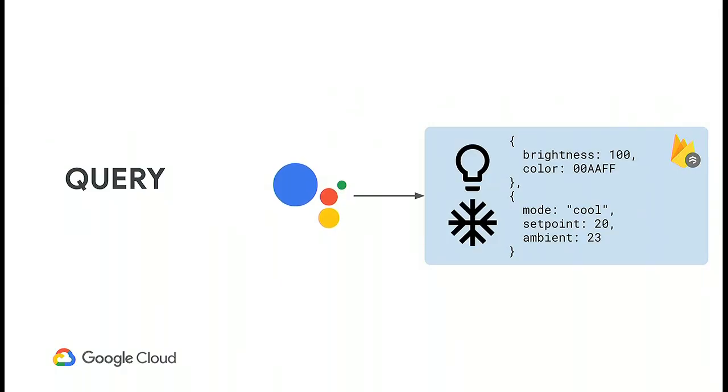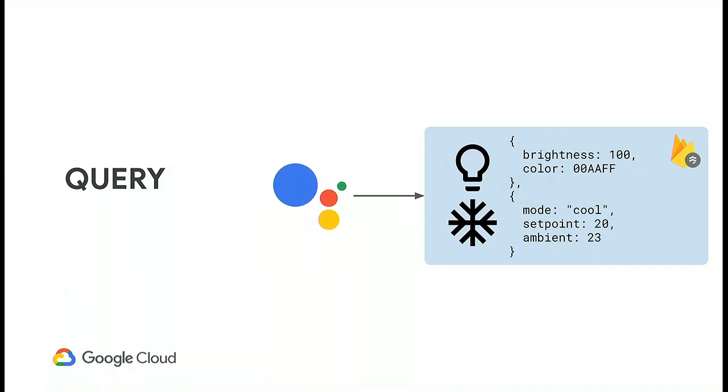All right, so the query intent. Query is responsible for reporting the current state of an individual device or a set of devices. In this case, the assistant is asking you for some more specific information about what this device is currently doing. Is the light currently on? Is the thermostat set to 20 degrees or 25 degrees, right?